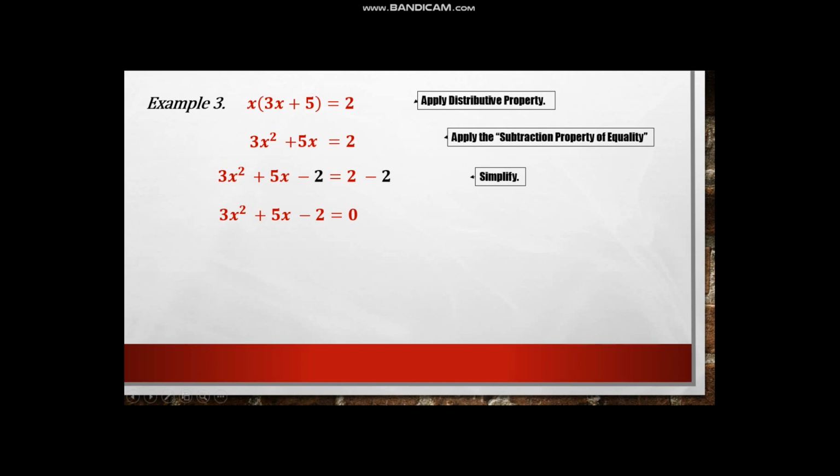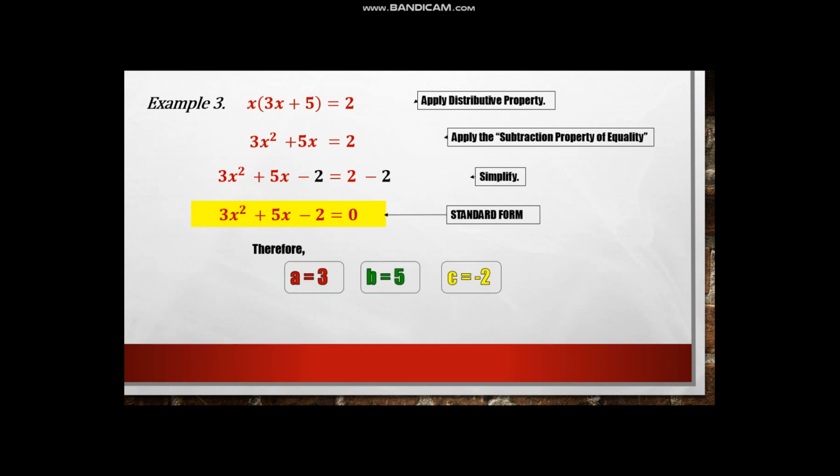So again, whatever you do on the right side of the equation must be done on the left side of the equation. So here we get 3x squared plus 5x minus 2 equals 0, and therefore this is already the standard form of the given equation. Now let us determine the values. The value of A is equal to 3, the value of B is equal to 5, and the value of C is equal to -2. Do you have any question? If you do not have any question, let us proceed.